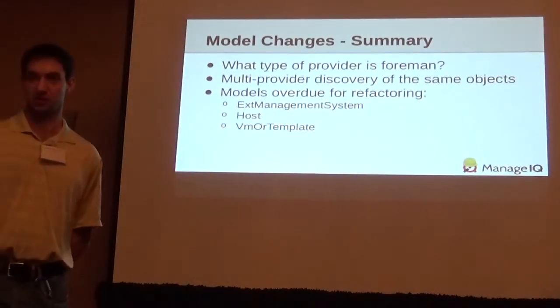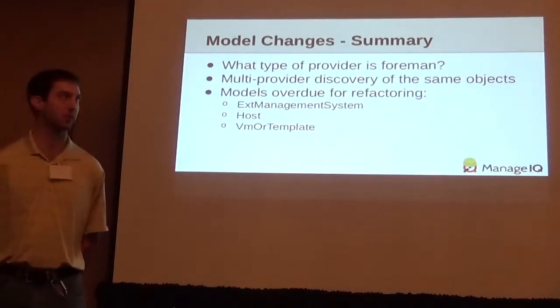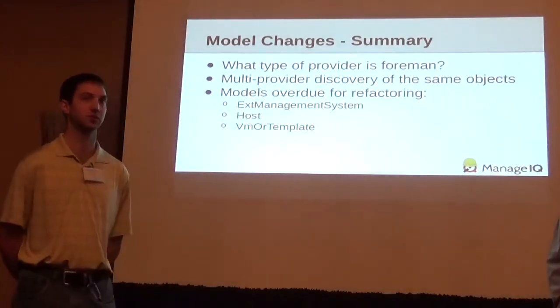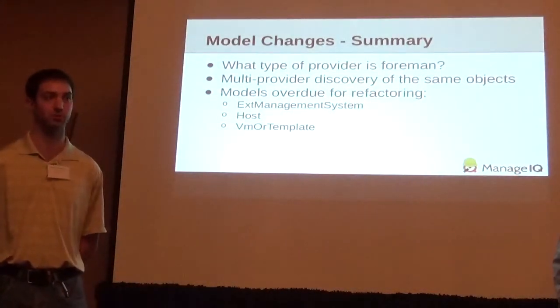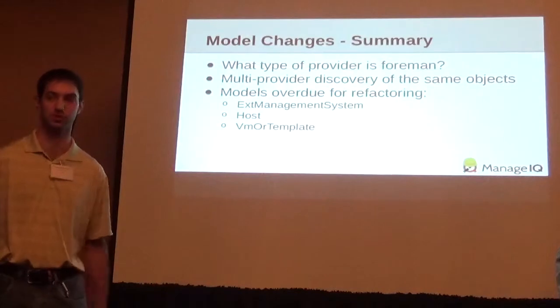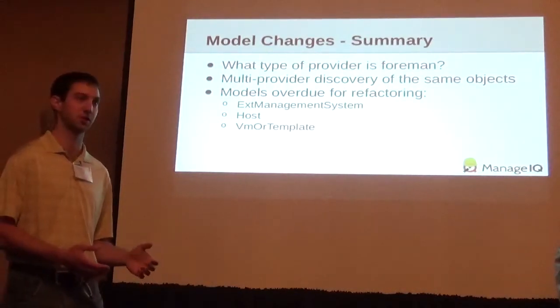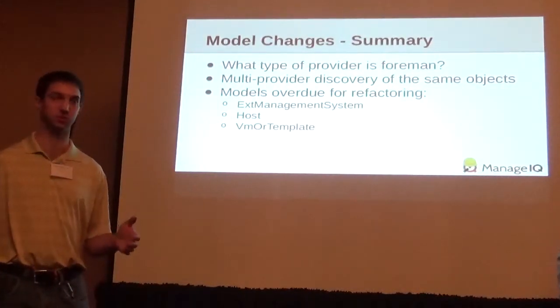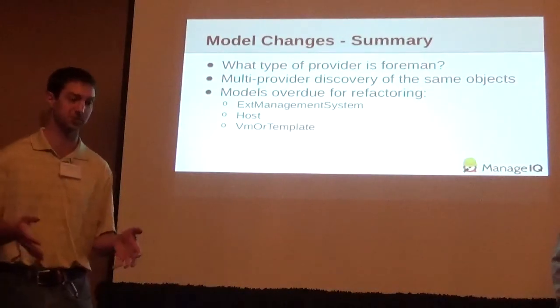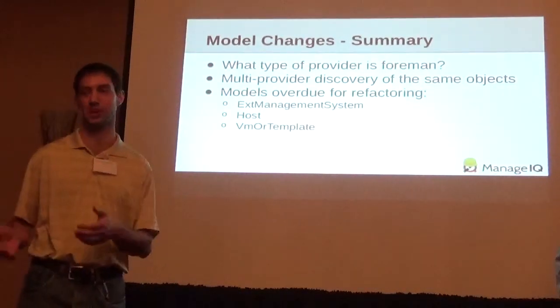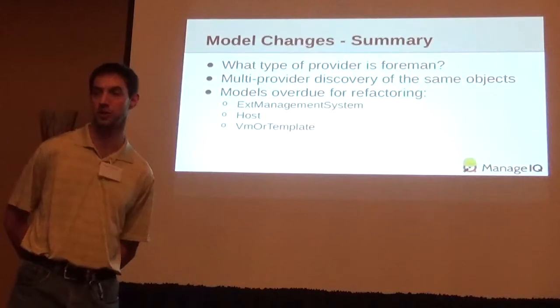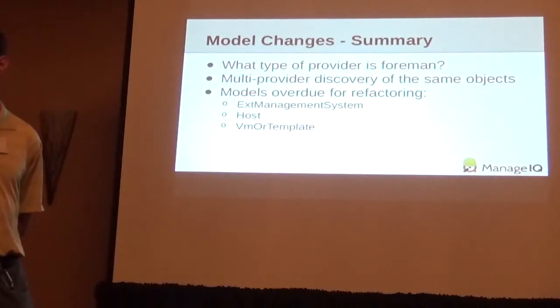Multi-provider discovery of the same object. So when you have a physical host, it may be a VMware host right now, but it's also registered in Foreman as a host. So now you have two different sources of the same physical object. So now how do we tie those together, and how do we keep them together in our system?